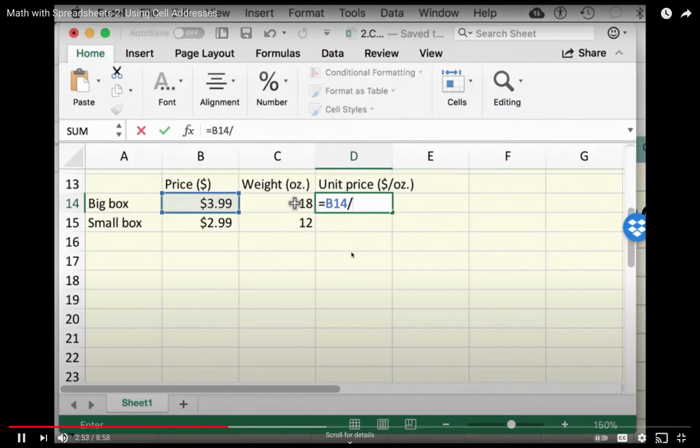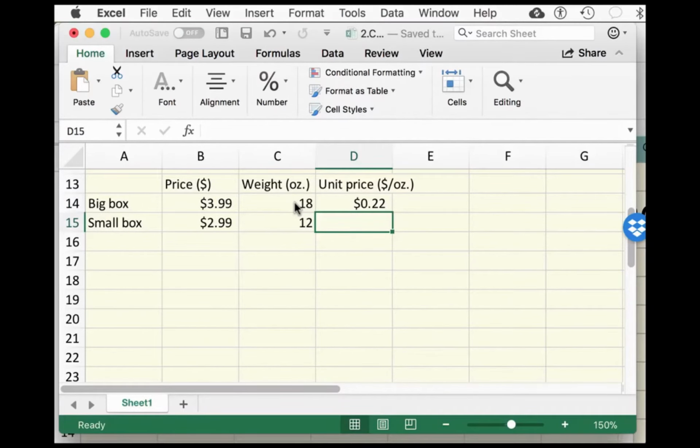So whatever happens to be in cell B14 will be divided, because it does say dollars per ounce. That is important. So the units actually helped you here. And that it's not ounces per dollar. Sometimes people get it backwards, or upside down. That would not be too good.